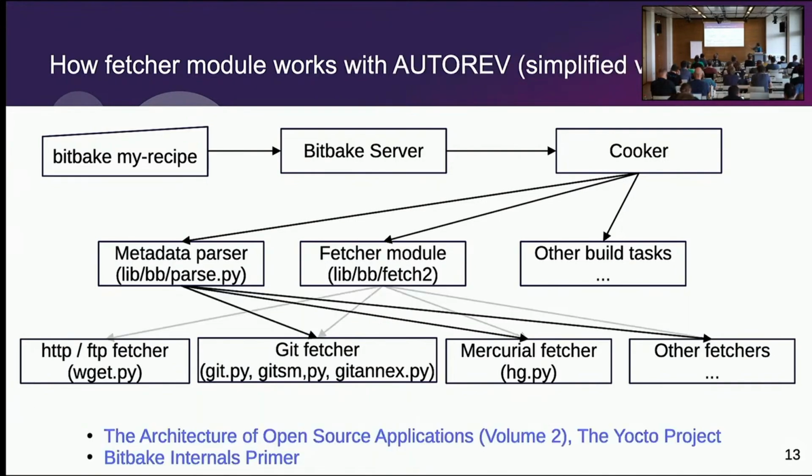So what happens in the AUTOREV case? It's almost the same, but the fetcher module also has to access the network in order to construct the revision, which is going to be fetched later, in the actual do_fetch task. I mentioned there the HTTP and FTP fetchers, but obviously that also doesn't work with AUTOREV. So just to see what happens.